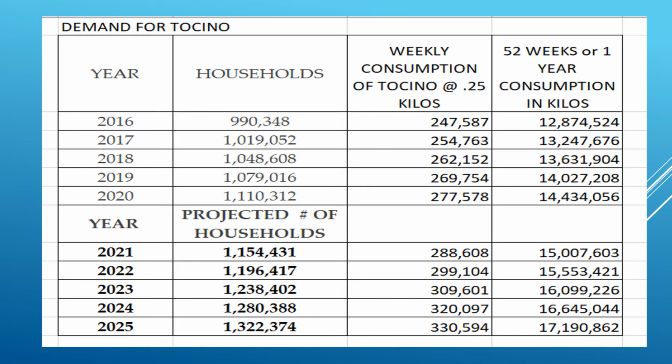Yung nasa fourth column natin is just good for 1 week. So, kailangan natin 52 weeks. So, yung third column natin, multiply natin by 52, not 12, to get the annual consumption in kilos. So, makikita natin ngayon, ganyan kadami yung demand or consumption ng tocino sa Bataan using the number of households.